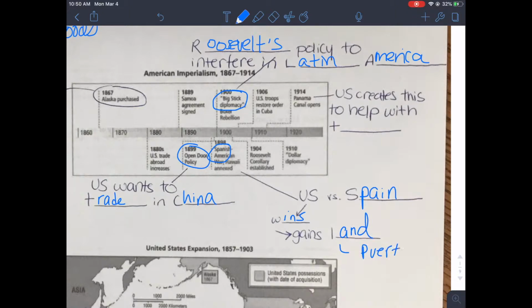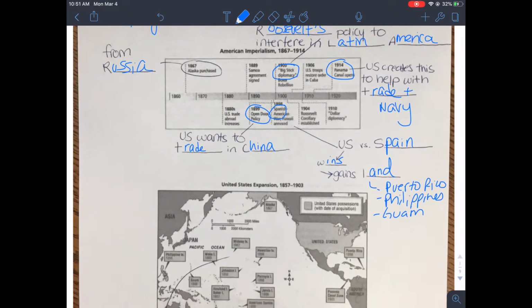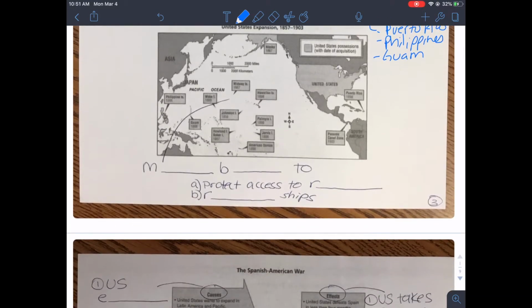Some of the lands were Puerto Rico, the Philippines, which is in Asia, and Guam, which is also in the Pacific Ocean near Asia. The U.S. also creates the Panama Canal to help with trade and for the Navy. We'll look at that more closely as the unit goes on.